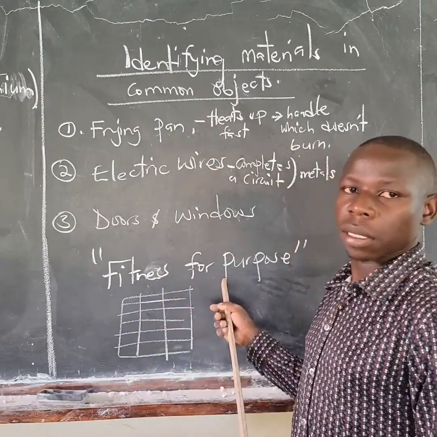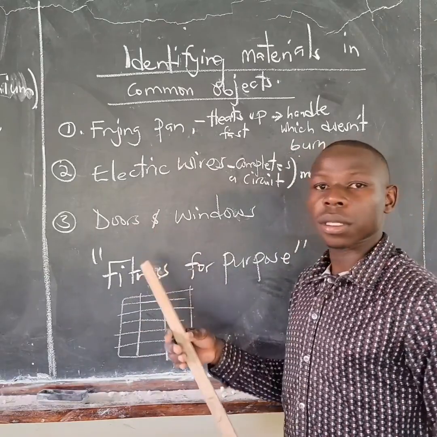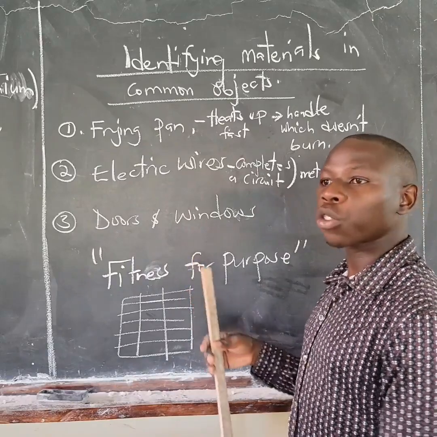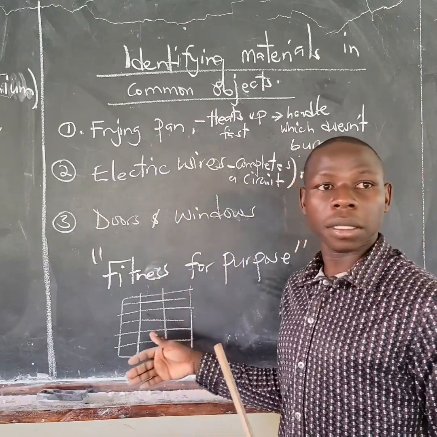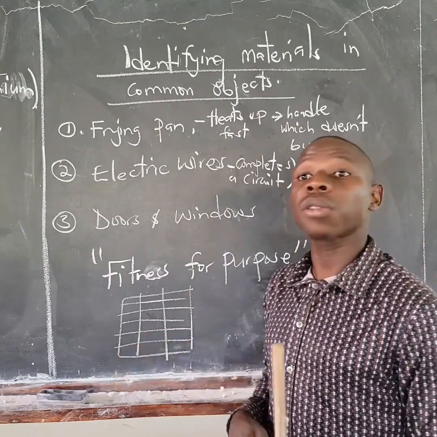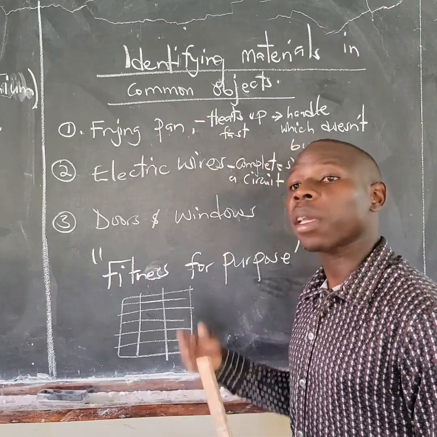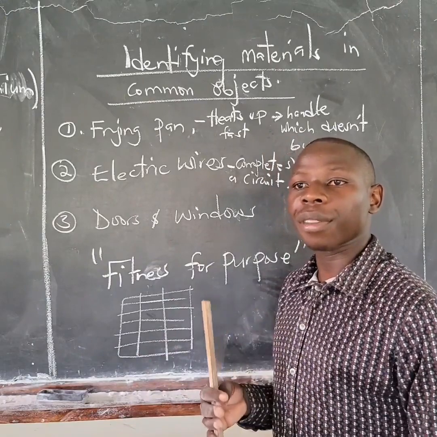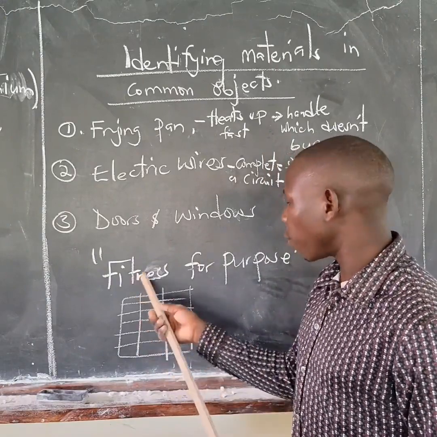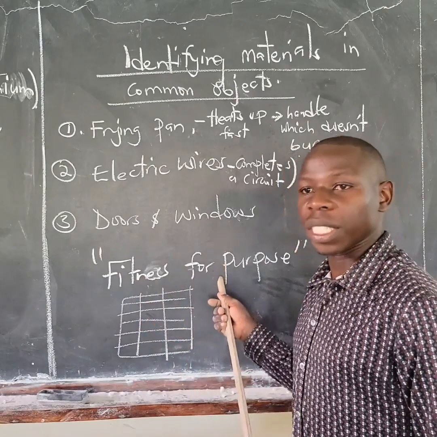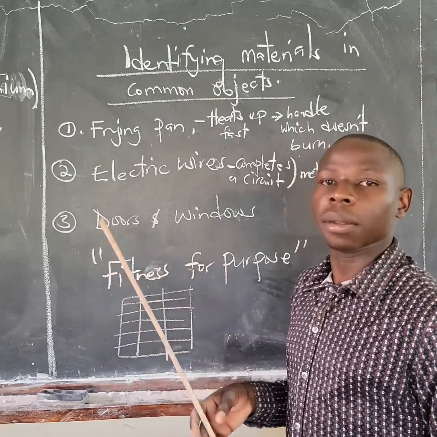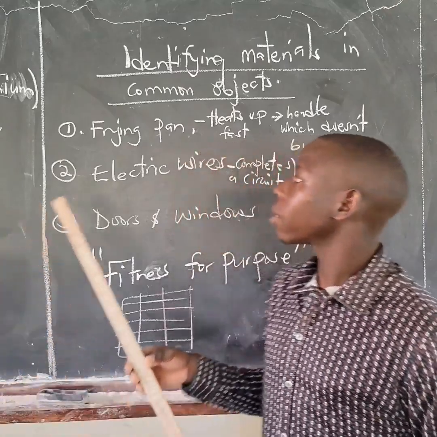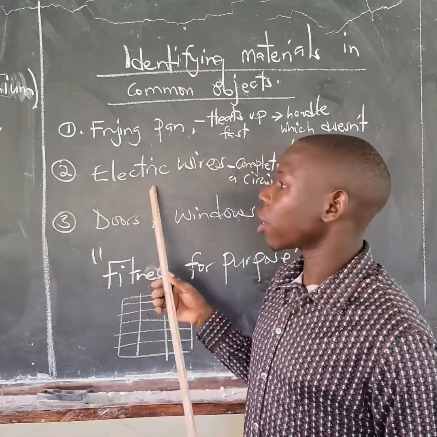Fitness for purpose. The doors can lead us to windows. We can choose to make a door which is not transparent, because we can see through the window. We can choose to make a door which is transparent. It depends on the need of the engineer. And that's one, fitness for purpose. What did you need? Then we choose the material. And that has marked the end of this session.